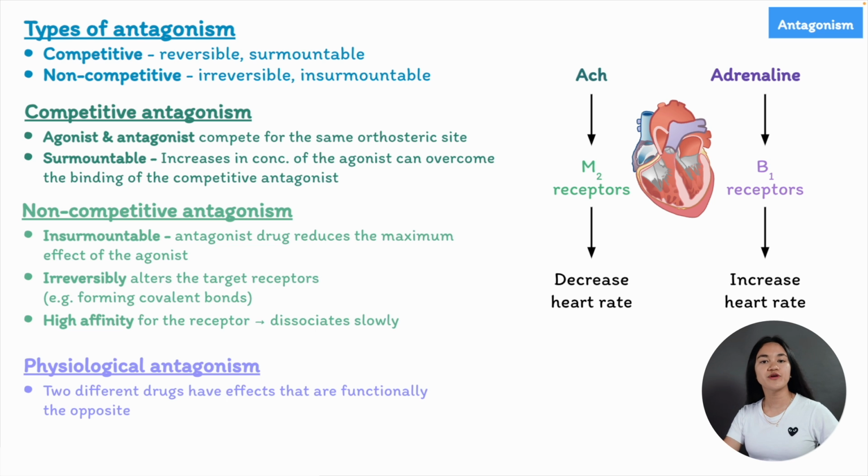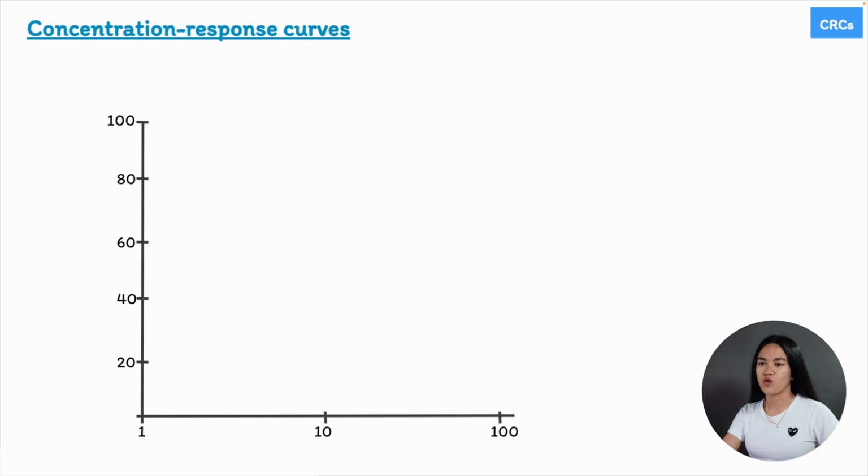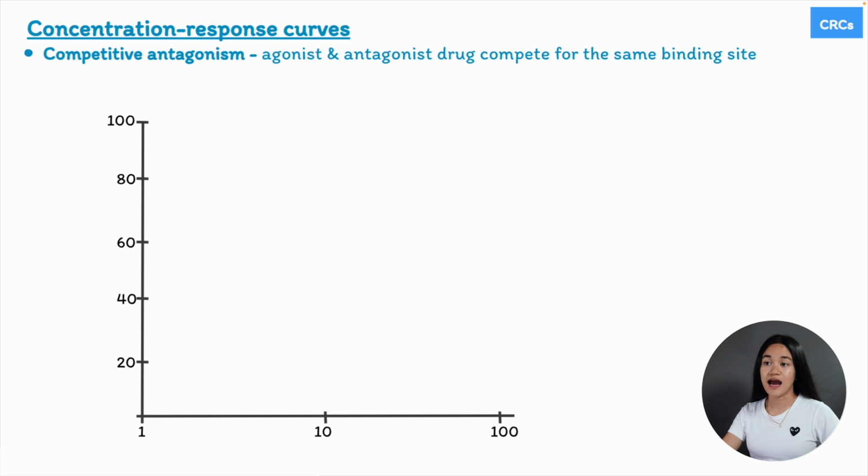Let's now go through how we can analyze antagonism using CRCs. We're just going to be talking about receptor antagonists here. We'll look at both competitive and insurmountable antagonisms and how they will affect the concentration response curves. This is actually pretty cool. So as we covered in competitive antagonism, the agonist drug and the antagonist drug compete for binding at the same receptor site. So they can't both bind simultaneously. Factors like concentration determine which one will be bound to the receptor. This is why competitive antagonism is referred to as surmountable or reversible antagonism.